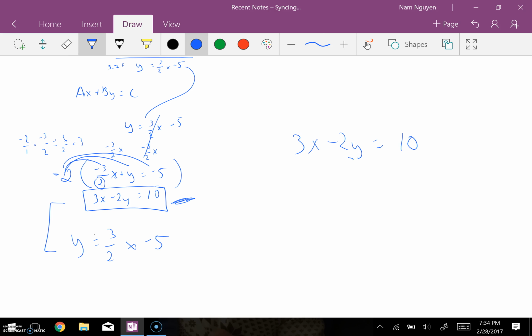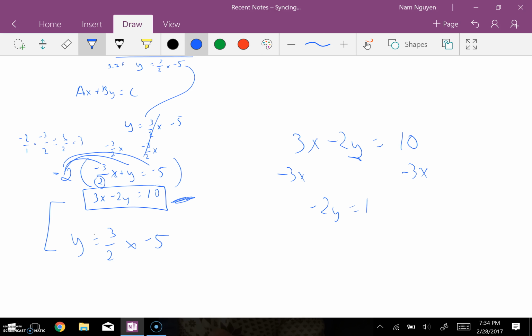So I'm going to solve for y. So the first thing I do is minus 3x. Minus 3x. I get negative 2y is equal to 10 minus 3x. Divide both sides by negative 2. And I get y is equal to negative 5 plus 3 halves x. There we have it. I just changed standard form back into slope-intercept form just to make sure that they are both the same.